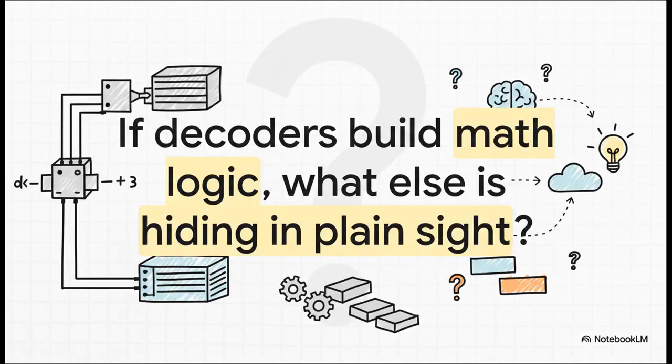You know, when you boil it all down, understanding the decoder really shows you how something as amazing as computer arithmetic can be built from simple, elegant modular parts. It really makes you wonder, right? If this one little component can build the logic for all of math, what other incredible fundamental building blocks are out there, just hiding in plain sight?